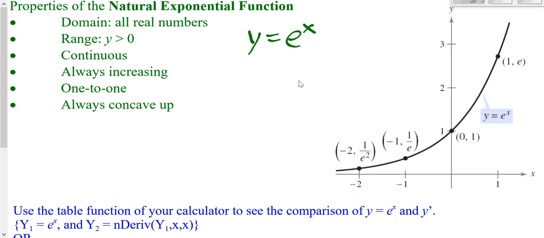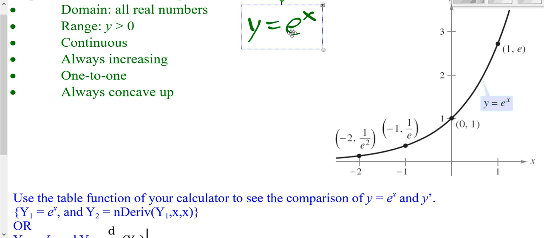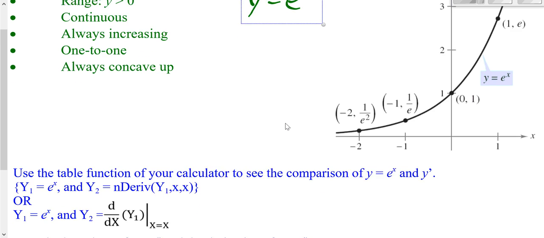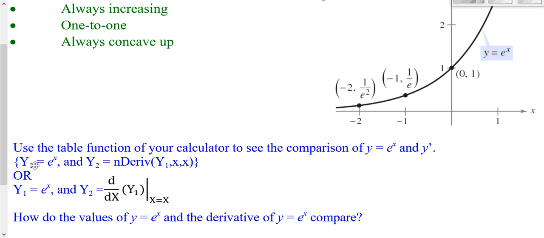Now, this is what you see over here, the graph of e to the power. Well, let's have your calculator do the derivative of e to that power and graph that too. So in your y equals, go ahead and put in your normal e to the x. Now, depending upon the version of your calculator, go down to y2, then hit math, go down to nDeriv.